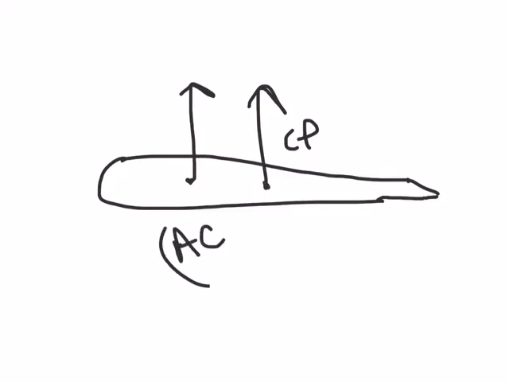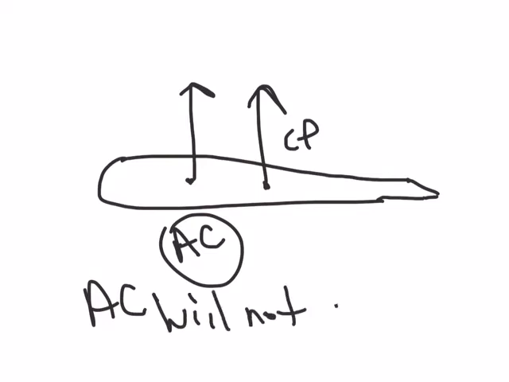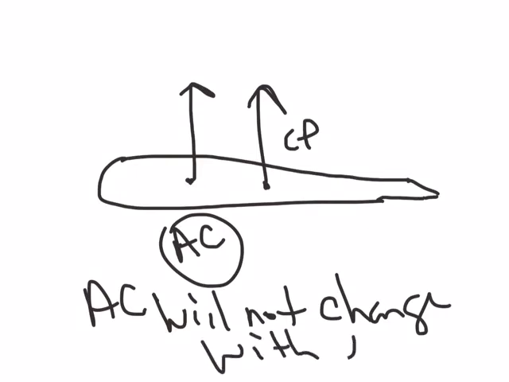And then last we'll look at aerodynamic center. So if we draw an airfoil again, we say this is center of pressure. Aerodynamic center is going to be somewhere in front. And unlike center of pressure, aerodynamic center will not change with alpha. Okay? That's it for chapter 3.